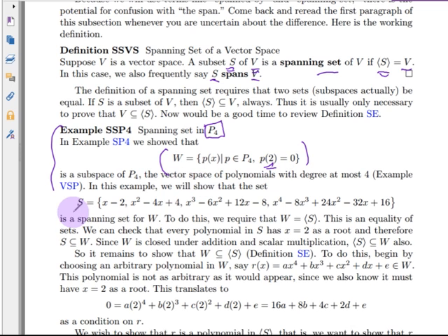Okay, and we're going to use this particular set of vectors. There are 4 vectors in this set. Notice that, although it's not necessary, one of them has degree 1, one has degree 2, one has degree 3, one has degree 4. And we're going to verify whether or not this set S actually spans this vector space W. Now, you should go through and verify that each one of these polynomials is in W. In other words, you should verify that each one of these polynomials has 2 as a root.